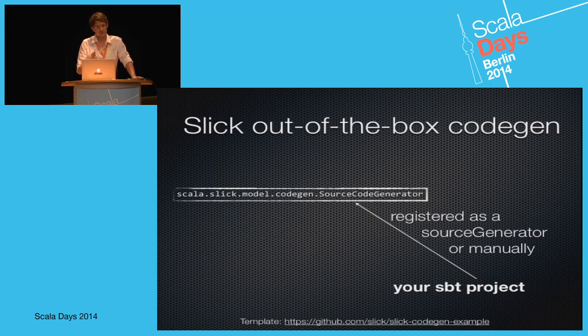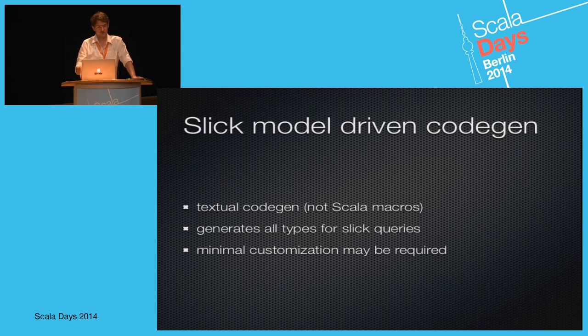And the very most simple thing you can do with Slick code generation out of the box is this class, Scala Slick model codegen source code generator, which you can just register as a source generator or using a manual SBT command in your SBT project. And what it does, it generates code, textual code. It generates a string and dumps it to a file. It doesn't use Scala macros. I'll say in a minute why.